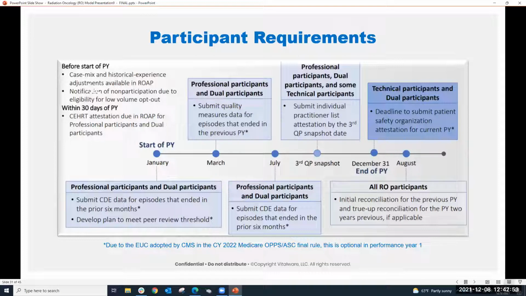So here is a timeline of the requirements. Everything with a star behind it is optional in year 1, so you don't need to worry about it in year 1. The only things that you're really going to need to worry about in year 1 is going to be your certification, which is due in the ROPE portal 30 days prior to the start of the performance year. The review of the IPL, which is due in the portal at the end of the summer, and then your billing requirements, which is just submitting those claims with the V1 and the V2 modifier.